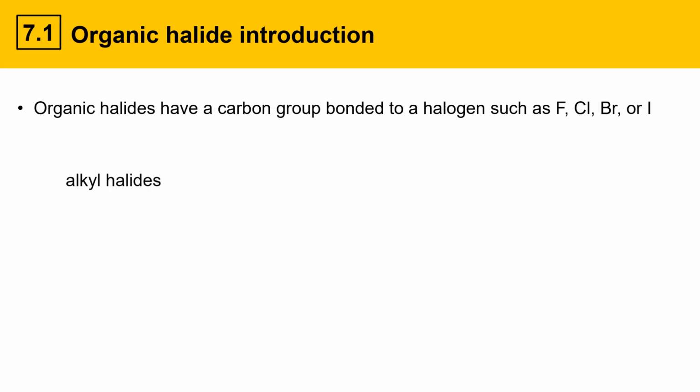So first example is alkyl halides. Alkyl halides have a carbon group that's bonded to a halogen, and the carbon group here has sp3 hybridization. That's key for alkyl halides.